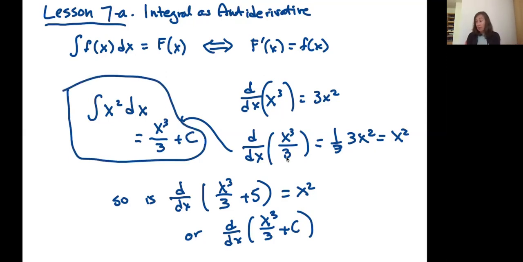Taking the integral of x squared is finding the function whose derivative is x squared. And the answer to that is a family of functions. They all have x cubed over 3 in them, and they just differ by the value of this constant that would get lost when we take derivatives.